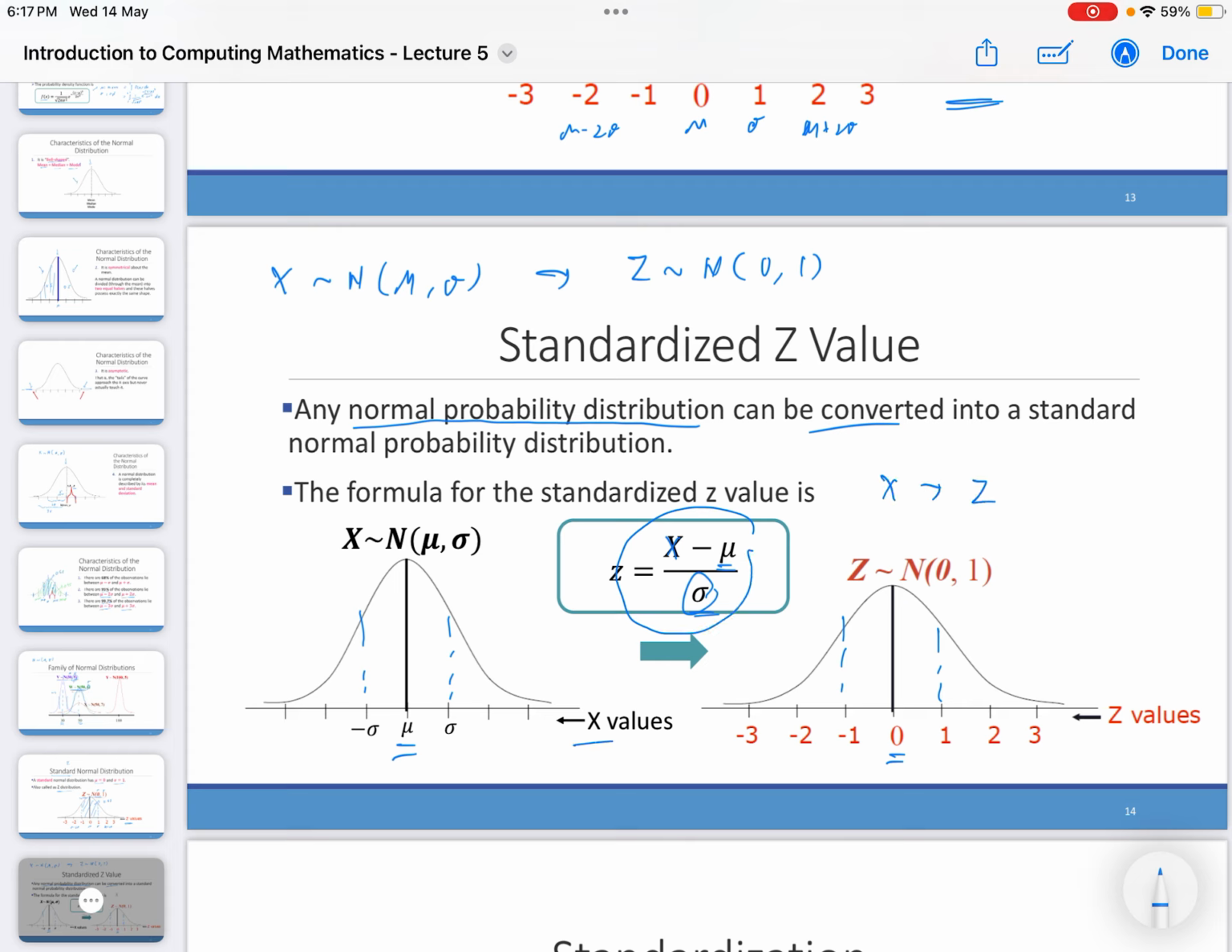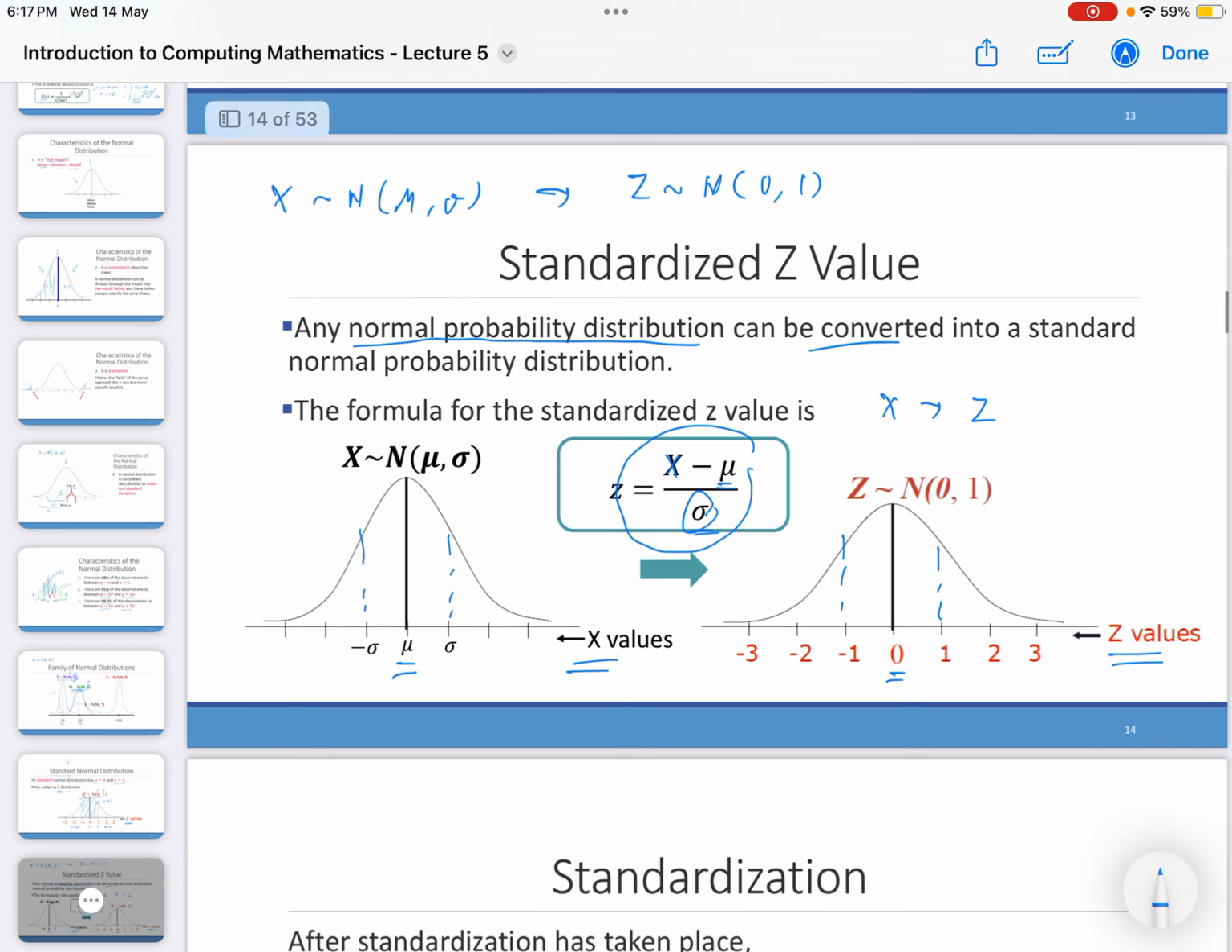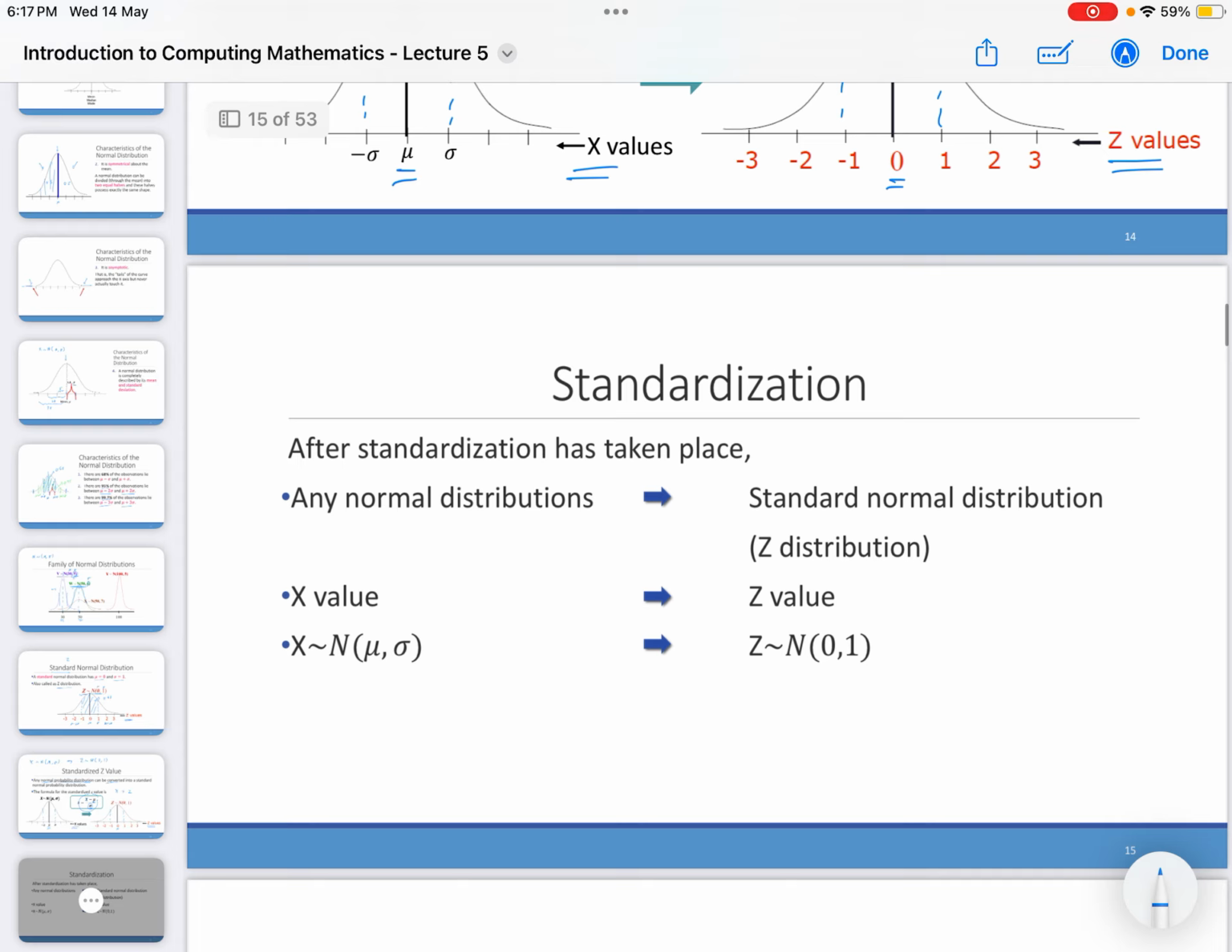If you notice here, this one is the x values. When we convert to z, over here will be z values. So this is once we do the standardization. Any normal distribution will become standard normal, and the x value will become z value. The x normally distributed with mean mu and standard deviation sigma will become normally distributed with mean 0 and standard deviation 1.